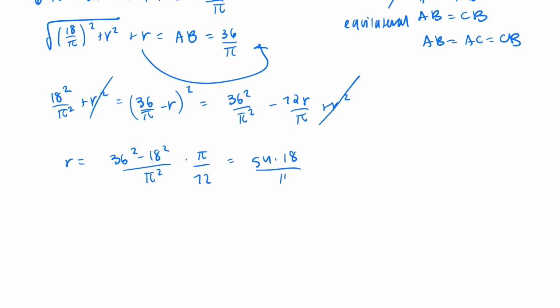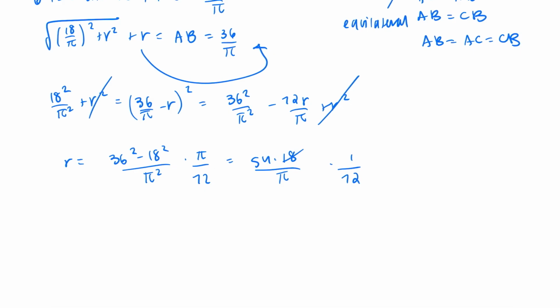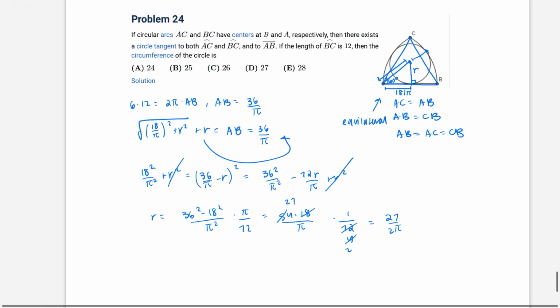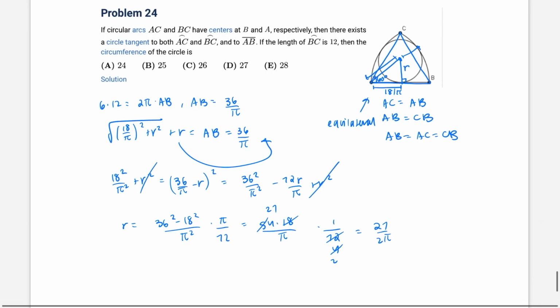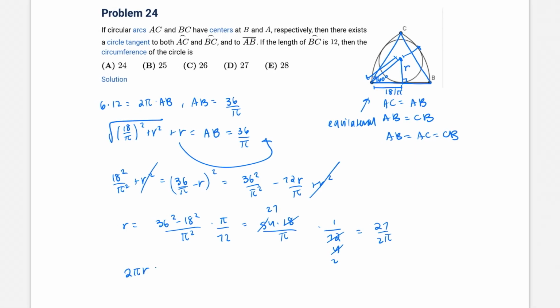54 times 18 over pi times 1 over 72, which equals 27 over 2 pi. The question asks us for the circumference of the circle in the very center there, which equals 2 pi r, or 2 pi times 27 over 2 pi, which equals 27. So the answer is D.